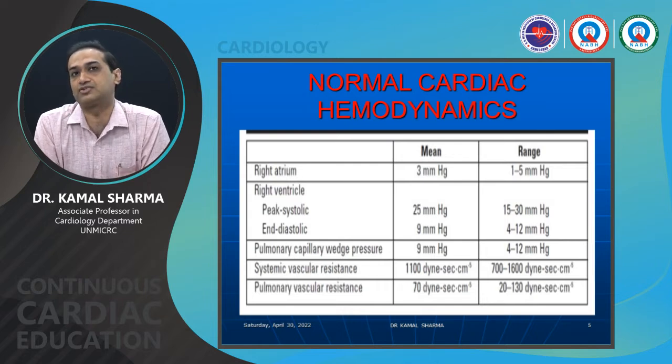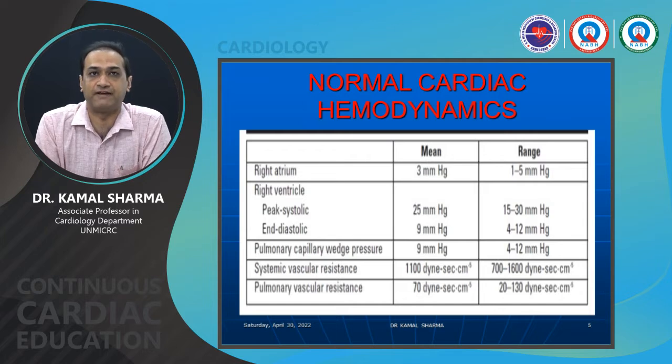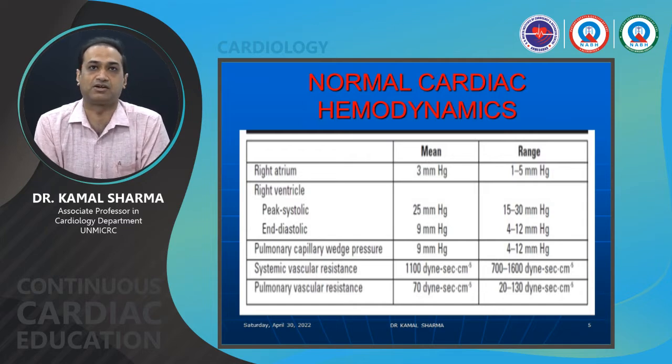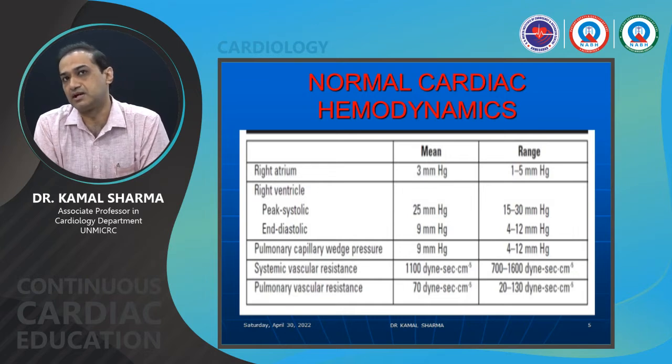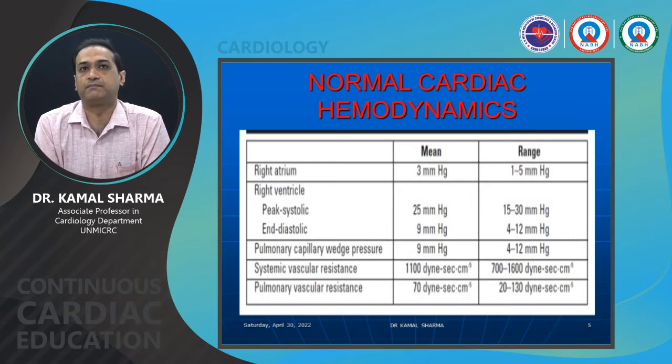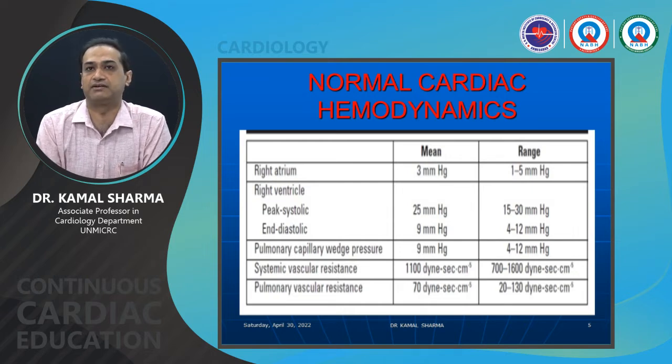When we try to evaluate various aspects and etiologies, we must be aware of the normal hemodynamics of the heart. Right atrium mean pressure is 3 millimeters, right ventricle is 25, pulmonary capillary wedge is 9, systemic vascular resistance is 1100 dyne second centimeter to the power minus 5, and pulmonary vascular resistance on average is 70.